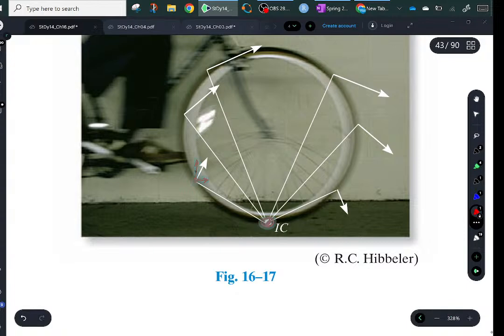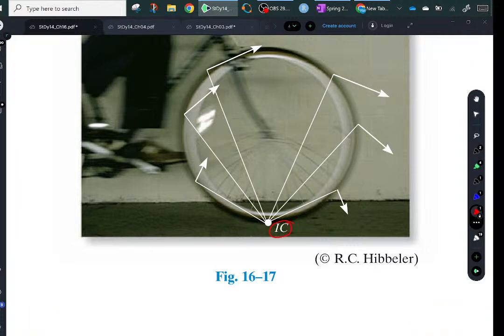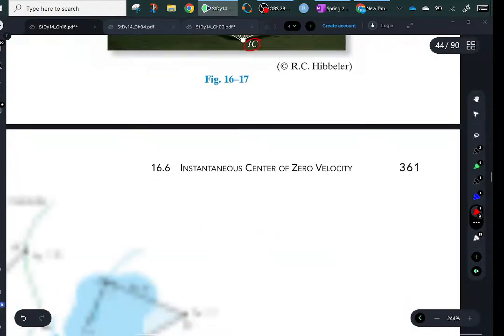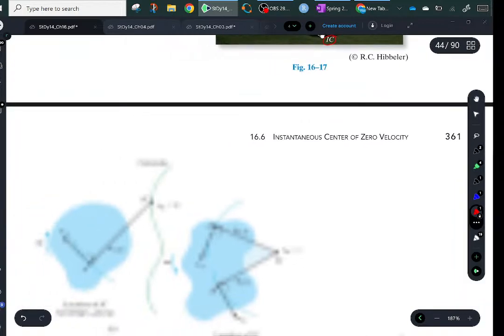So actually, the bike has what is called the IC, or instant center, and this term is used a lot. It's the one part of the bicycle that's not moving. It's kind of weird, and this concept has a lot of advantages.